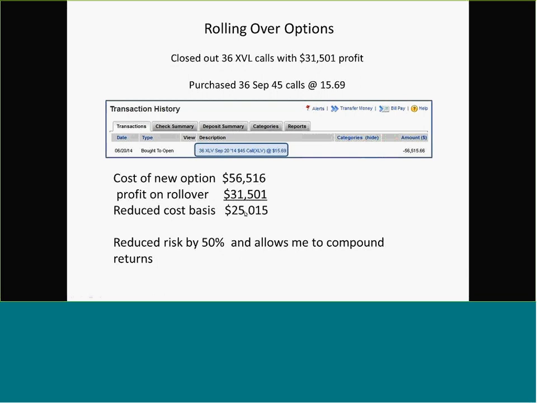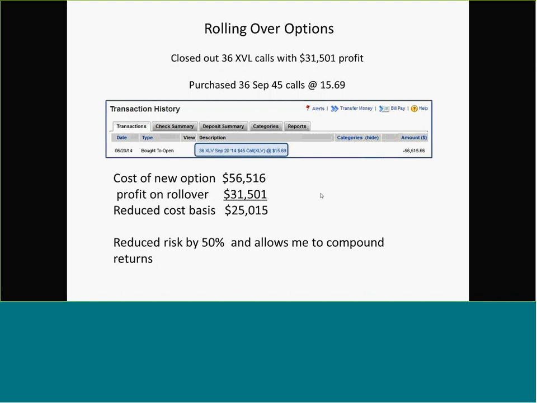That allowed me to reduce my risk by more than 50%. And then, of course, that allowed me to compound returns. So again, rolling over the option reduces your overall risk because you're rolling over your profits and allows you to compound your returns. So we normally roll over if the sector still has a high relative strength, and we'll go ahead and roll over at option expiration.